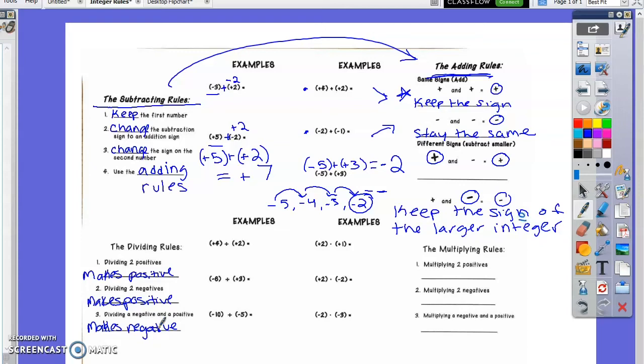When you go over to multiplication, you're going to find that things are pretty similar to dividing. So when you multiply a positive times a positive, that is going to make a positive. When you multiply a negative times a negative, those negatives cancel out just like they do when you're dividing, and it still makes a positive.